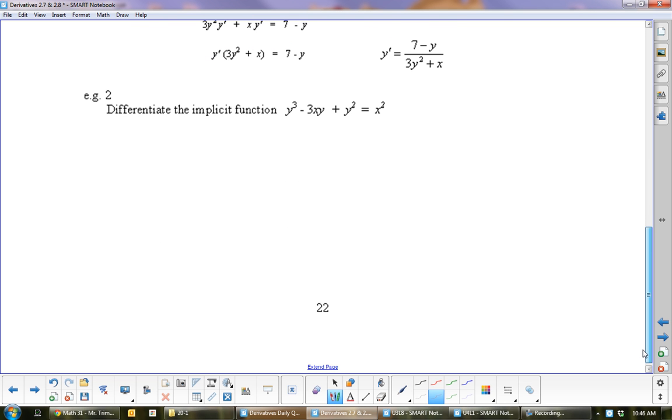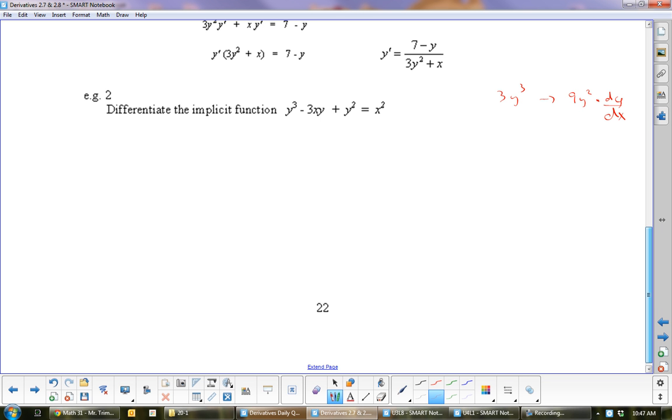Okay? So let's do this one here. Now, this is kind of a side thing I just want you to write. I want you to write down 3y cubed. The way you would find the derivative of this would be 9y squared times dy over dx.